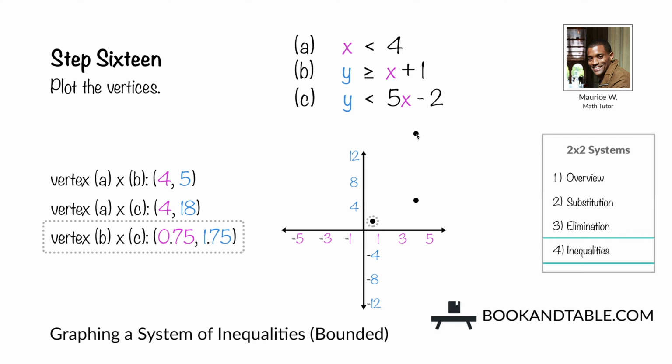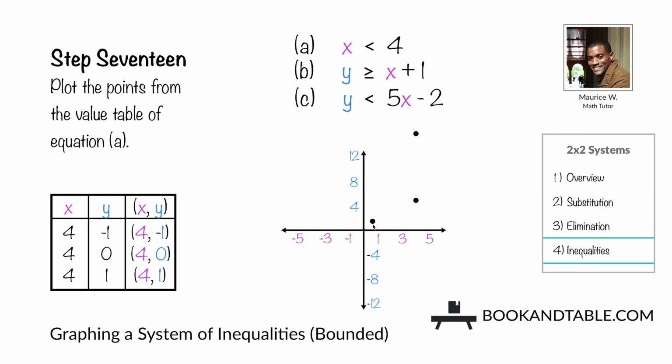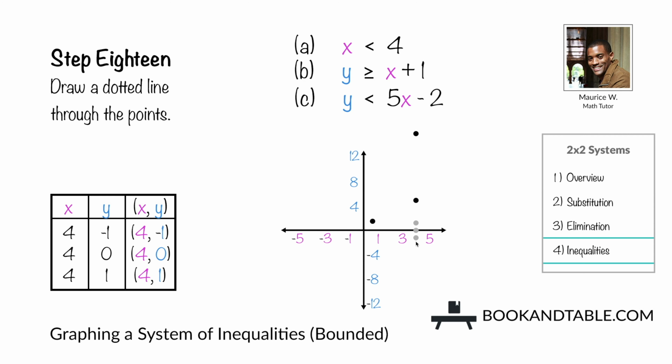And for vertex BC, it's where x is 0.75 and y is 1.75, so we plot the point. And now step 17, plot the points from the value table of equation A. So the first point is 4, -1. Plot the point. The second point is 4, 0. And the third point is 4, 1. So now with these 3 points, we can sketch the line for A. So we draw a dotted line through the points.